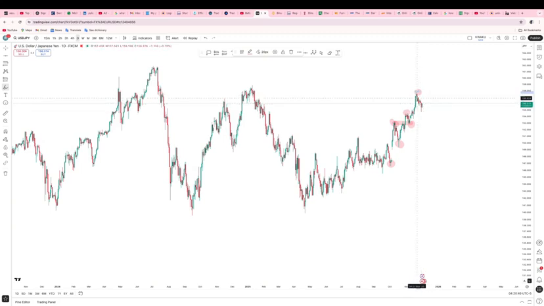So that turn, we have so many terminologies for that. So let's stick to a simple terminology, which is pullback. So currently, price is in a pullback in the daily time frame. Why? Because we have here as the last resistance, we have here as the last support. So price is in a pullback.